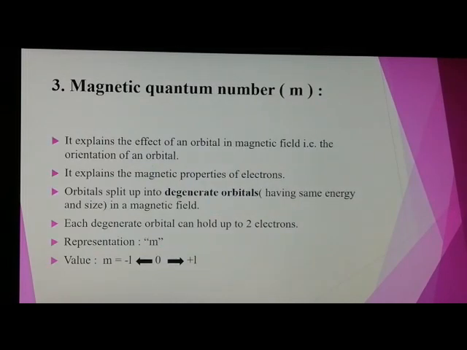The third quantum number is the magnetic quantum number. It explains the effect of an orbital in a magnetic field, that is the orientation of an orbital. It explains the magnetic properties of electrons. Orbitals split up into degenerate orbitals. Degenerate orbitals are those having the same energy and shape. When the orbitals split up into degenerate orbitals in a magnetic field, each degenerate orbital can hold up to 2 electrons. The magnetic quantum number is represented by the symbol m, and its values range from 0 up to +l and -l.